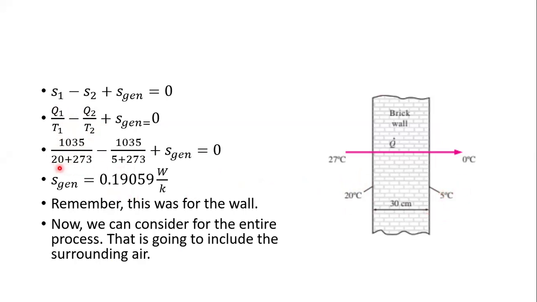Now we need that temperature to be absolute. When we are doing these calculations, please always make sure temperature is absolute, right? So we change it to Kelvin. That's why we are adding the 273. So when we do this and we make SGen the subject, we'll get this value.